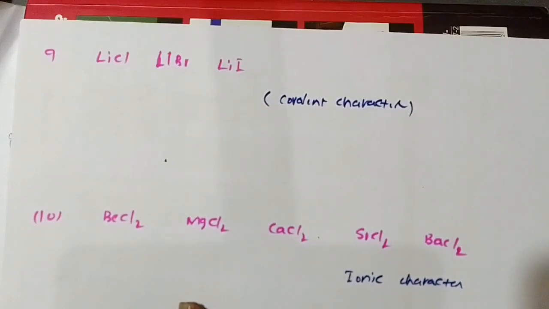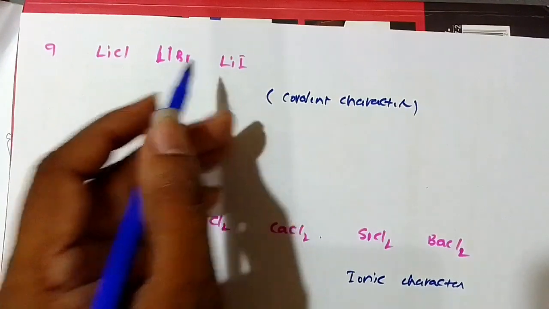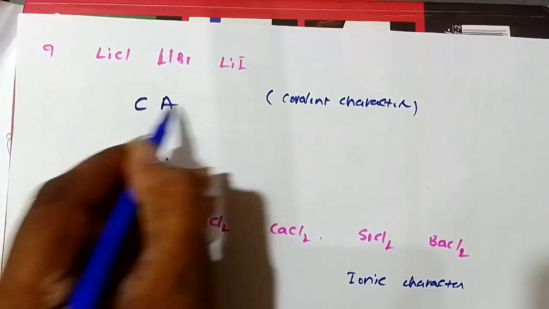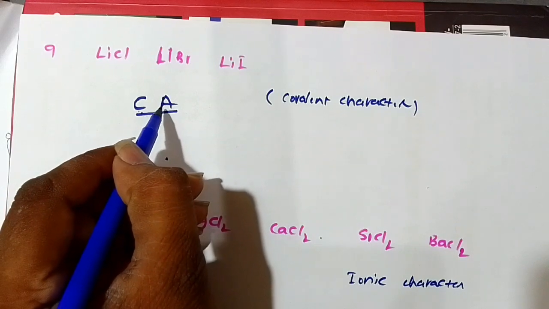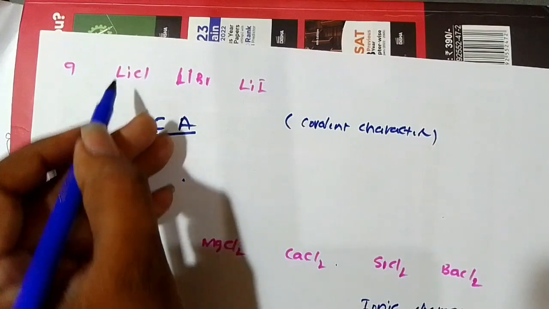Now coming to question number 9. LiCl, LiBr, LiI. Lithium chloride, lithium bromide, lithium iodide. We have to find out covalent character. Already I gave one code, that is CA, chartered accountant. So covalent character is directly proportional to size of anion. If the anion size is more, covalent character is more.